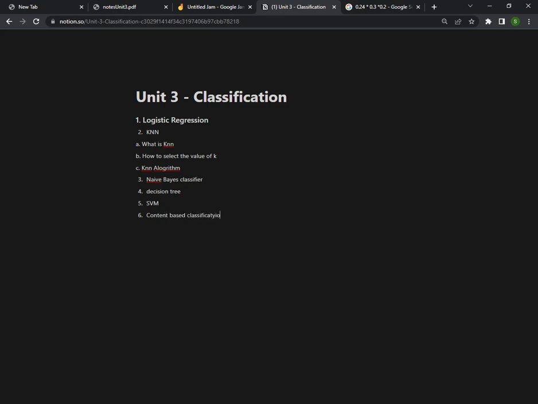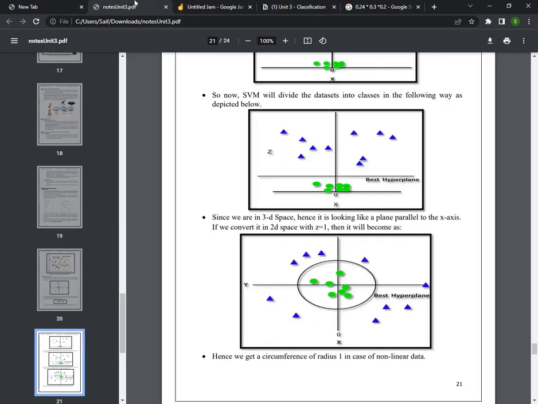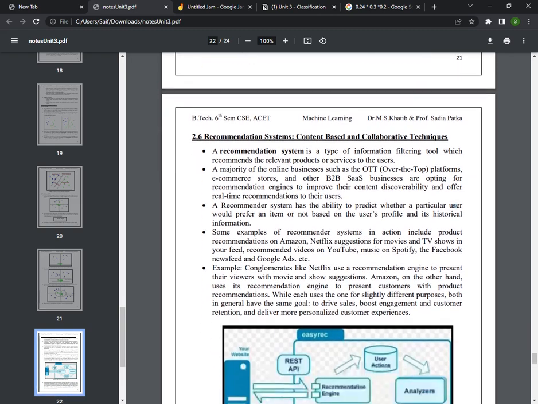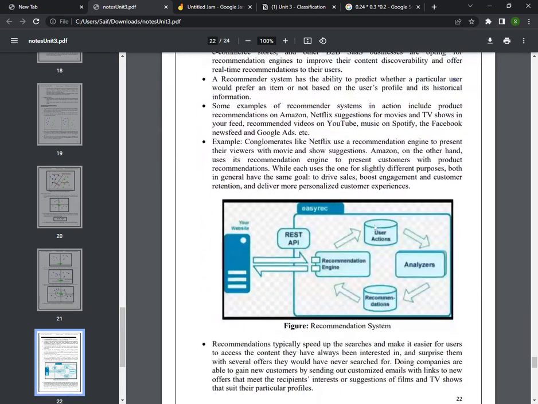Now, not very important, but we have content-based classification. Actually, we have recommendation system first. So we were studying recommendation system. A recommendation system is a type of information filtering tool which recommends the relevant product or service to the user. You can write this point. You can draw this diagram of a recommendation engine.